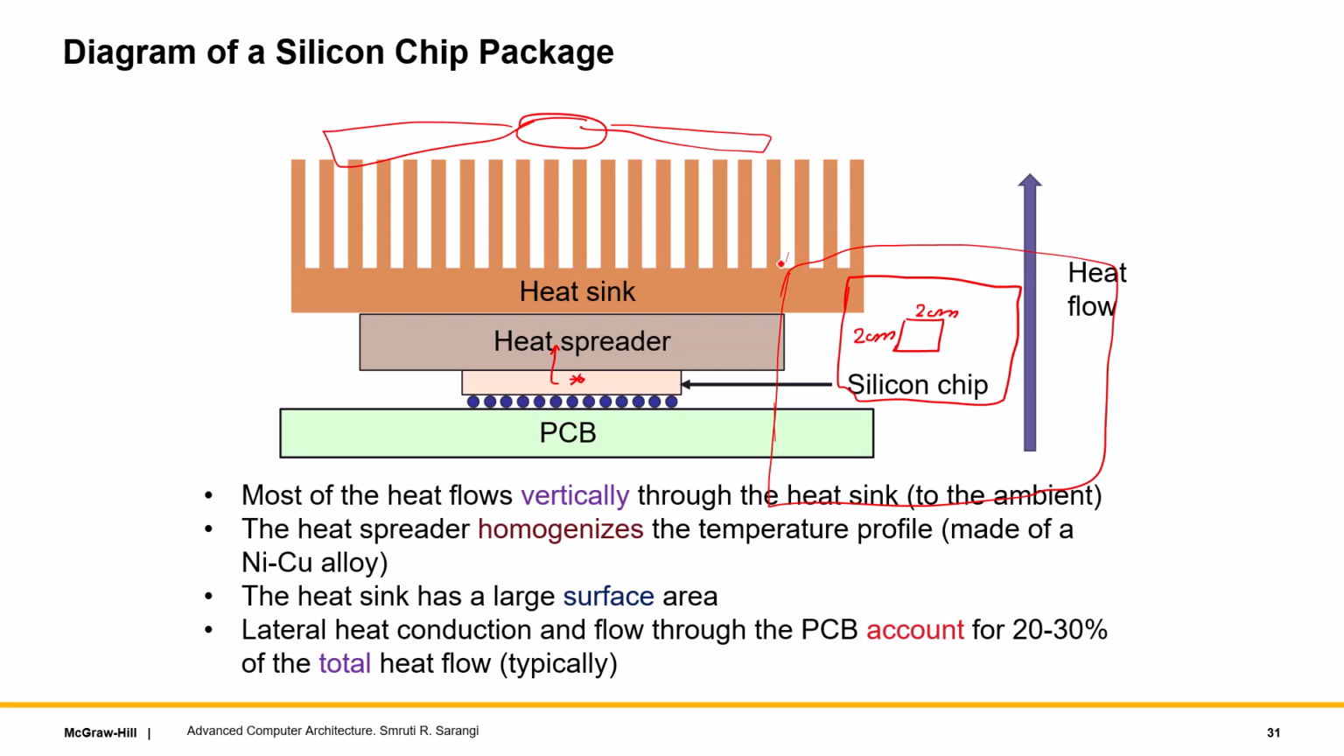The lateral heat conduction and flow through the PCB is not more than 20 to 30%, because there is some heat flow like this as well. And there is also some flow laterally, and again laterally, so nothing goes via the sides. We assume the sides are adiabatic. Adiabatic means that there is no heat flow through that interface. So again it flows through the sides, and then most of it goes up, some of it comes down. This is a typical diagram of a silicon chip package.